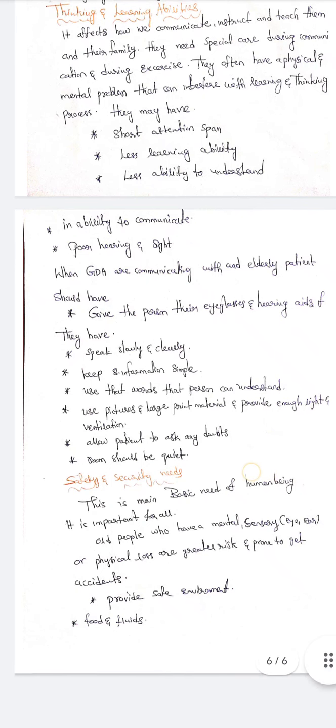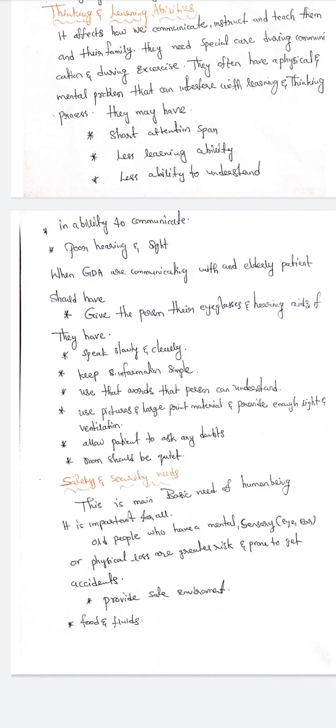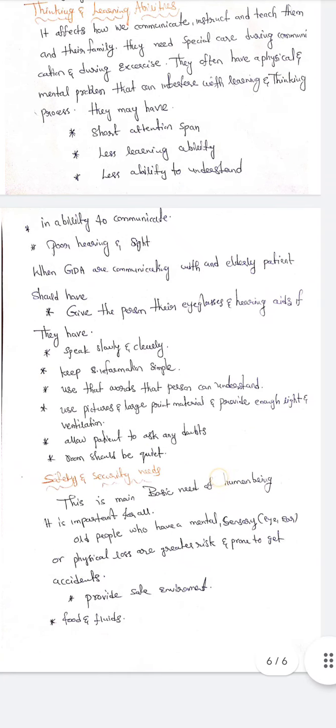Next, when a general duty assistant is communicating with an elderly patient, as a general duty assistant you should give proper attention to them. Okay, we will see what points you have to follow. First point, give the person their eyeglasses and hearing aids if they have them.